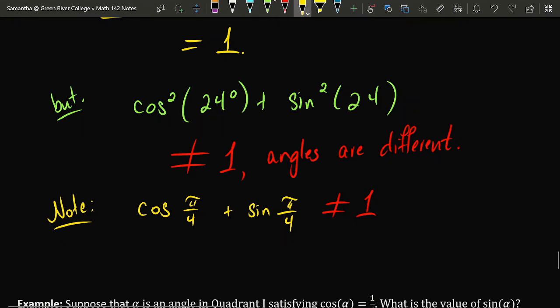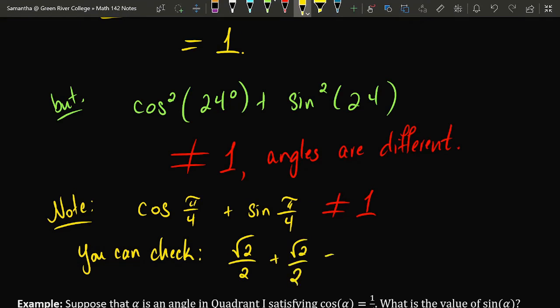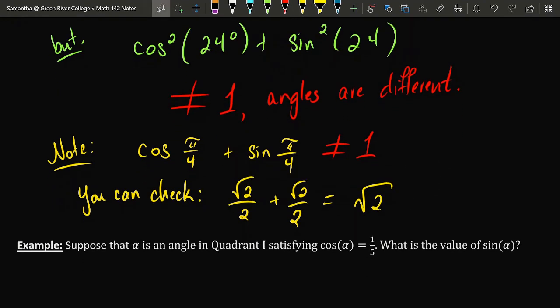In fact, you can check using the unit circle that cosine of pi over 4 is equal to root 2 over 2. Sine of pi over 4 is the same thing. So if you add them together, you actually just get the square root of 2. You don't get 1 because you're missing those squares necessary to use the Pythagorean identity. So be on the lookout for that.